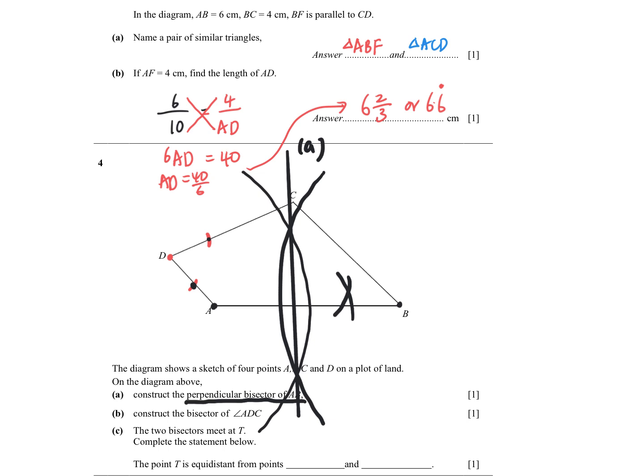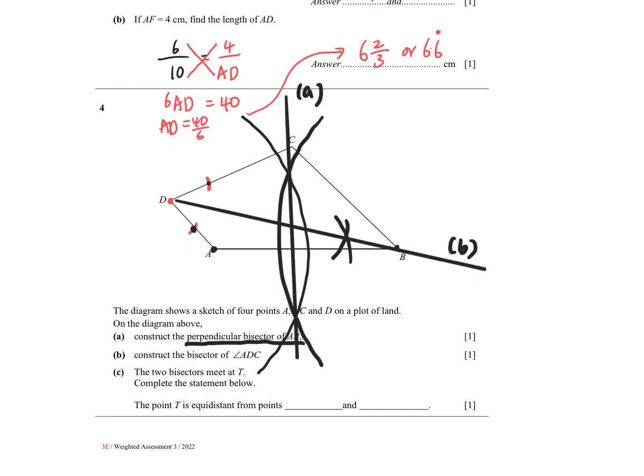Wait, is the AB any length? Yeah, any length more than half can already. So this is your part B's answer for the angle bisector. Then they say the two bisectors meet at point T. So T is here. Okay, this is where they want.